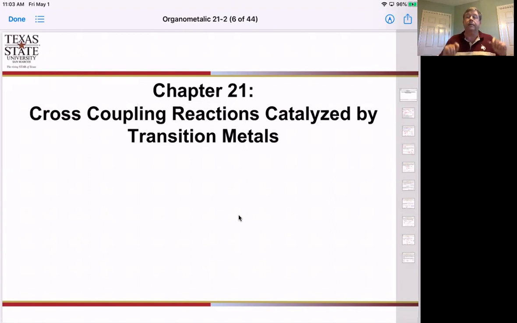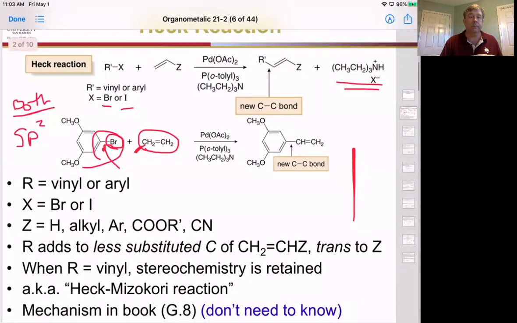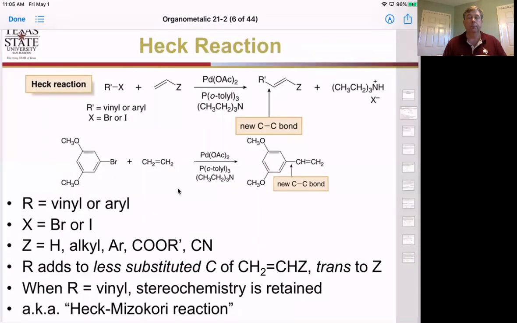And so now let's look at some specific reactions and the specific hybridization that the different carbons have when we do this. The first reaction we're going to talk about is the Heck reaction. In the Heck reaction, we have our halide compound plus a vinyl group. In this case, we're removing a hydrogen off of the vinyl group to create a new sigma bond between the halide compound and our vinyl compound.